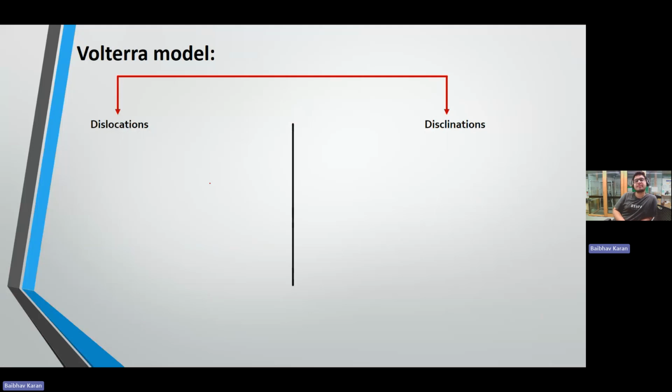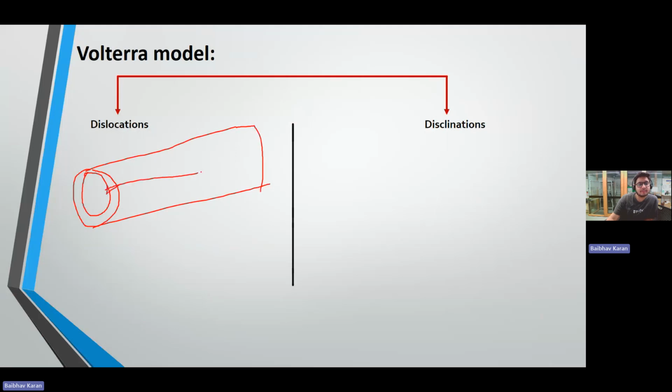Disclinations and dislocations are explained by the Volterra model, where Volterra took a hollow cylinder and divided it in various ways. When he cut this hollow cylinder in a straight line, this is known as a dislocation. But when the hollow cylinder was cut at an angle, this is known as a disclination.